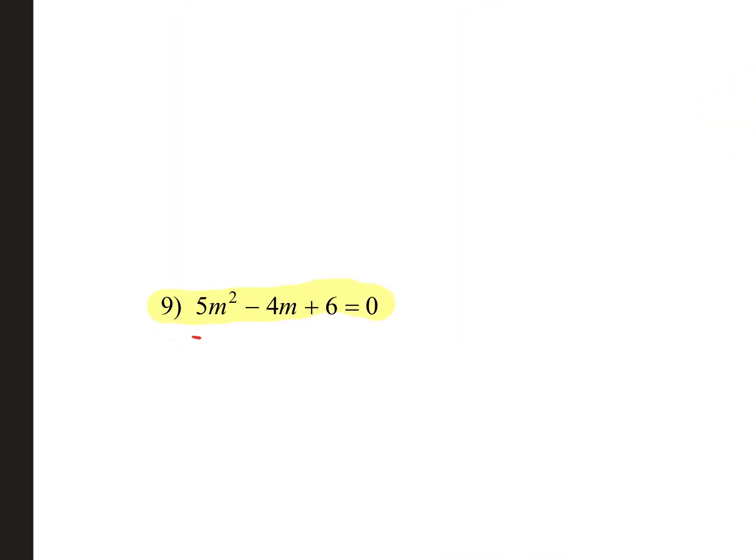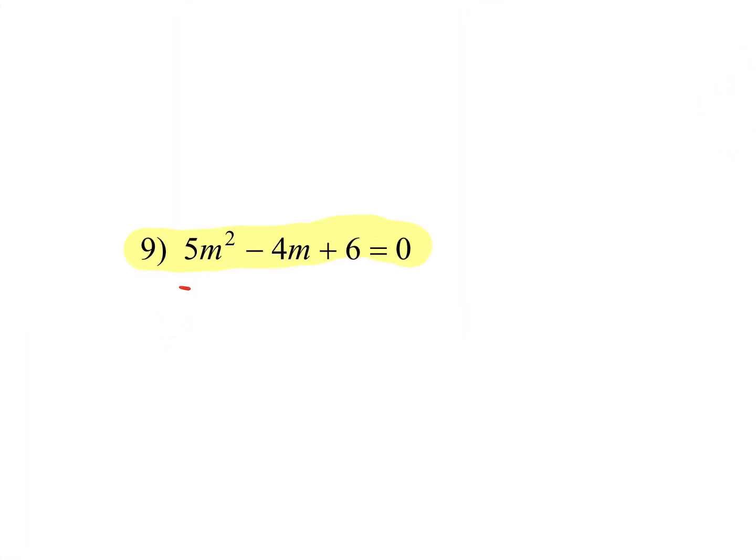Let's do number 9. And then we'll do my little reminder review thing. Then I'll give you guys your test back. Okay, we're set equal to 0. We're in standard form, so A is 5, B is -4, and C is 6.